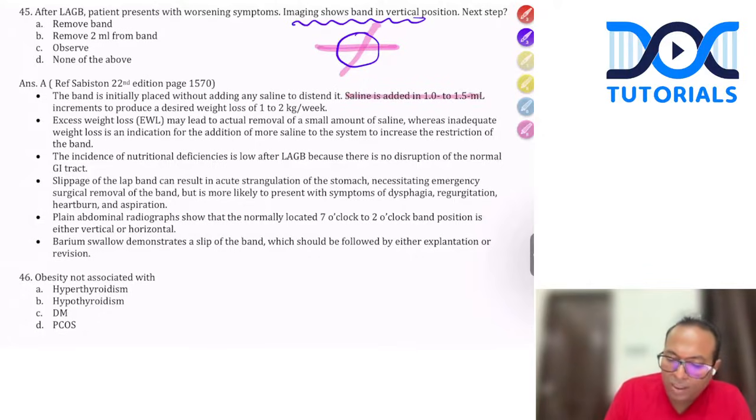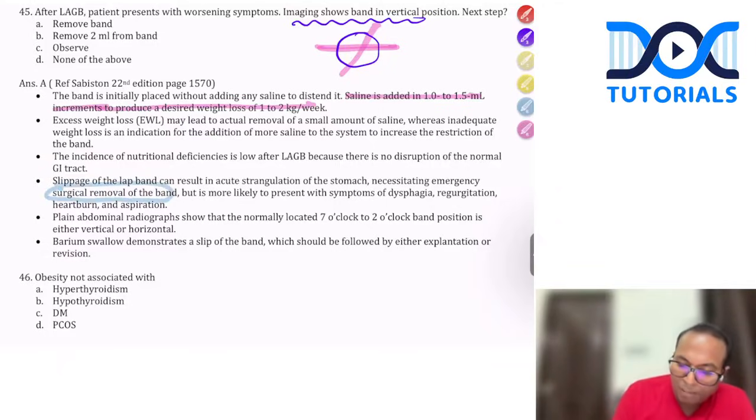Saline is added in 1 to 1.5 ml to produce the desired weight loss of 1 to 2 kg per week. Excess weight loss may lead to removal of saline. The incidence of nutritional deficiencies is low in laparoscopic adjustable gastric banding. Slippage of the lap band can result in acute strangulation. It's a necessary emergency; surgical removal of the band is very important.